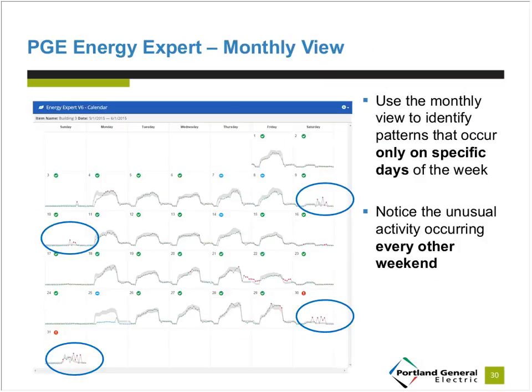Here's another example of a chart that you can see in Energy Expert. It's a monthly view, and this gives you just a top-level view of what happens on each day. In this particular case, we're looking at some unusual activity during the weekends. In fact, every other weekend we're seeing some kind of odd activity. And if you look at it at a top level in a monthly view, you can very easily move to a chart that looks at a daily view.